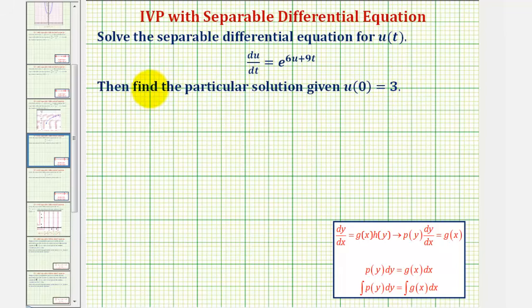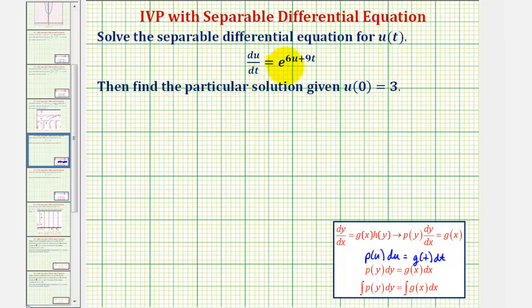Normally when solving a separable differential equation, we want to write the differential equation in the form of a function of y times dy equals a function of x times dx. But because we're looking for u of t, we want to write our differential equation in the form of a function of u times du equals a function of t times dt. So to begin, let's write the given differential equation in differential form.